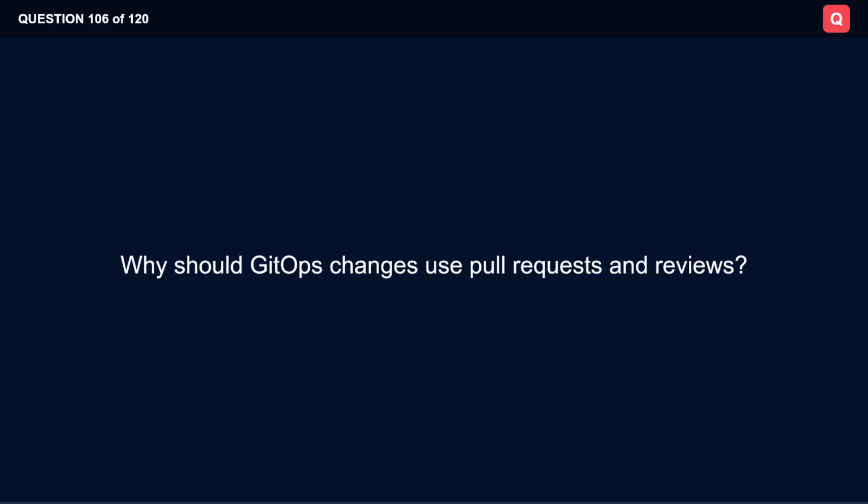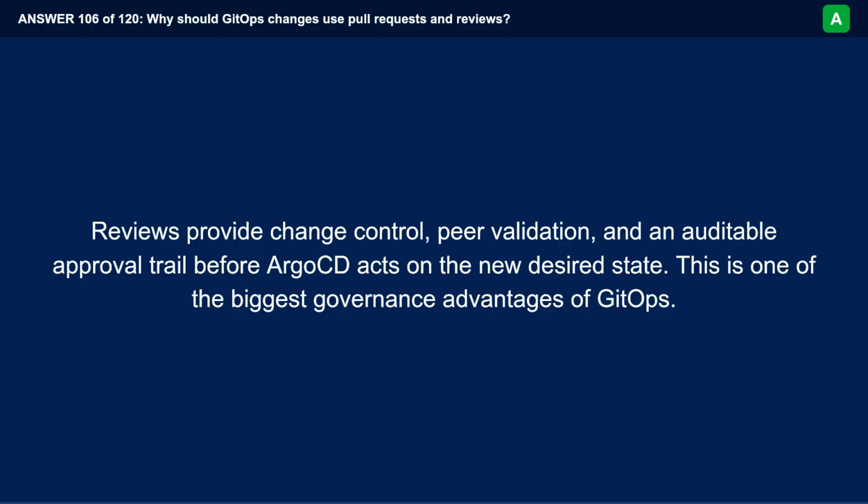Why should GitOps changes use pull requests and reviews? Reviews provide change control, peer validation, and an auditable approval trail before ArgoCD acts on the new desired state. This is one of the biggest governance advantages of GitOps.